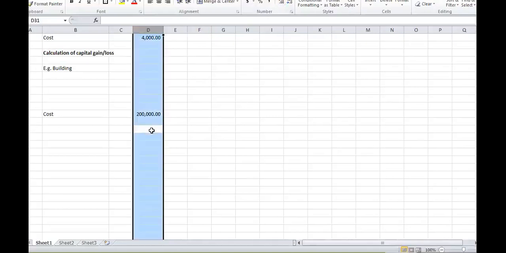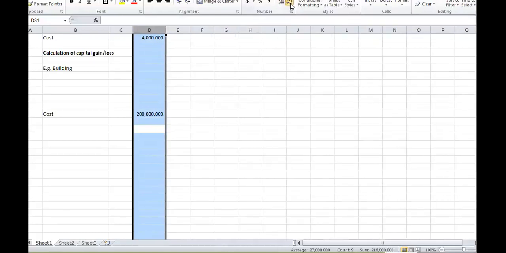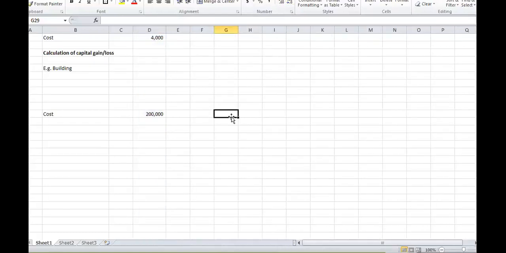At the time of the purchase, we have incurred a few extra costs. These are called incidental costs.